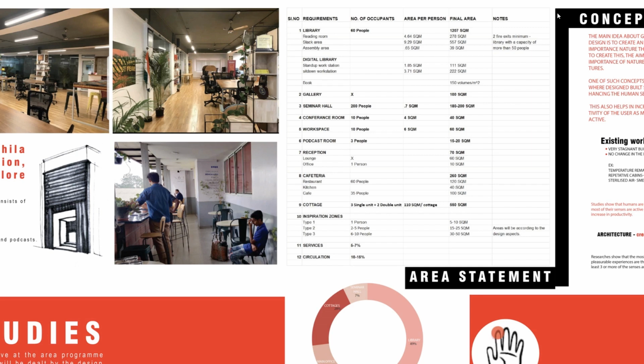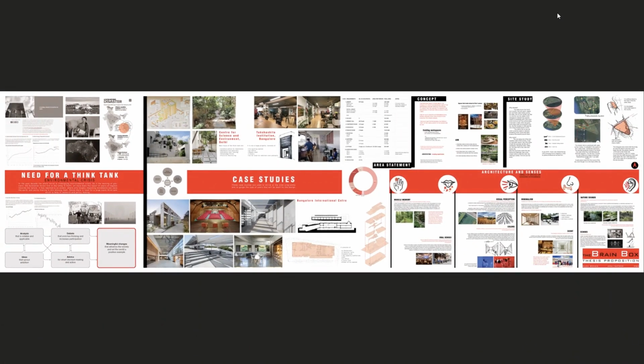And then services and circulation: I have taken the think tank under educational category. So I have taken services at 5 to 7% and circulation at 15 to 20%.